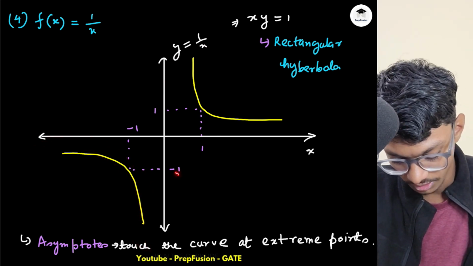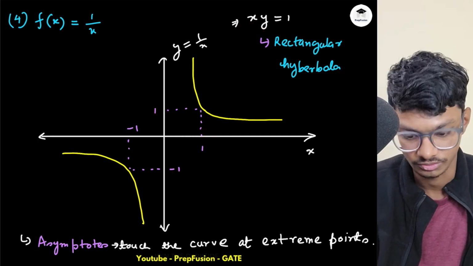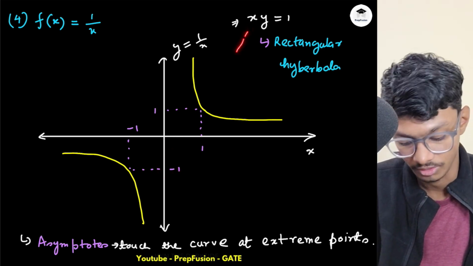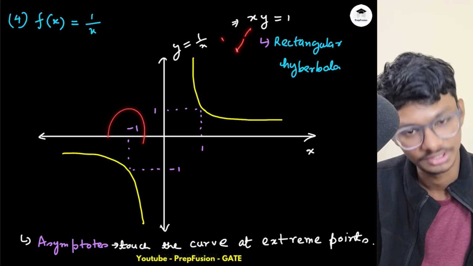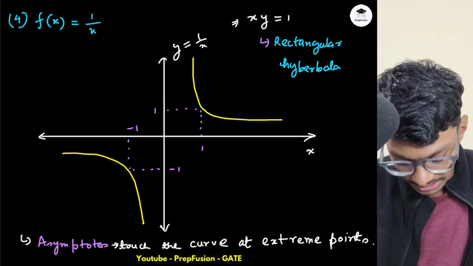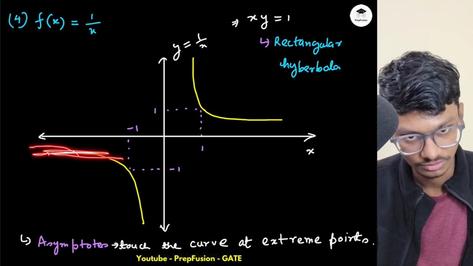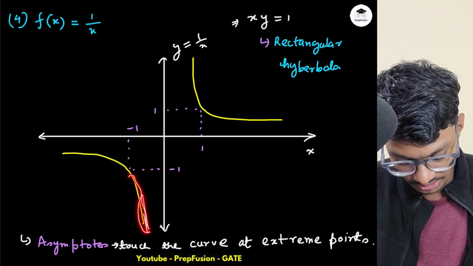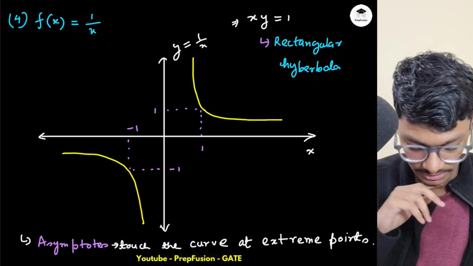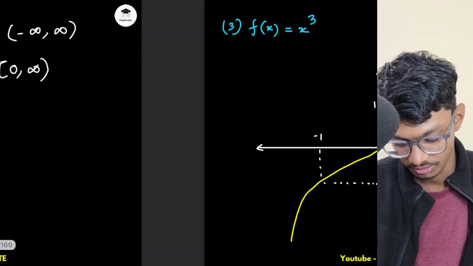At x equals 1, y should also equal 1, because if I put x equals 1, y has to be 1. If I put x equals minus 1, y has to be minus 1, because minus 1 into minus 1 will be 1. At these two points they are equal, but the product of them will always be 1. So as x increases, y has to reduce. As y increases, x has to reduce, because the product of x and y is constant. So they are going towards infinity, here also they are going towards infinity.